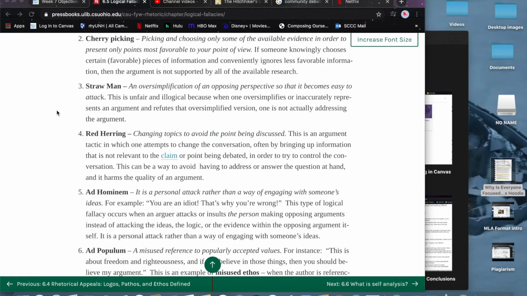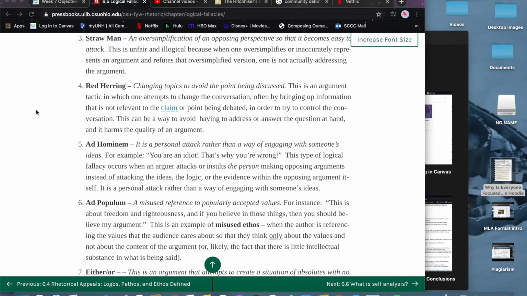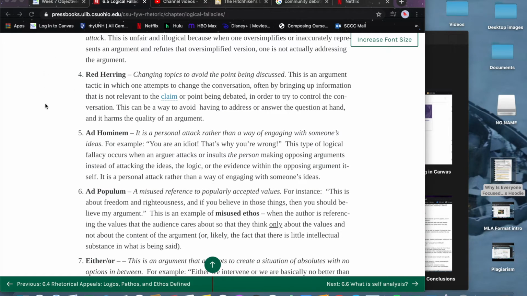You have the straw man, which is an oversimplification of an opposing perspective so that it becomes easy to attack. So this is when a writer is arguing and they're setting up the other side, the other perspective, as if it's silly and easy to poke holes in, and doing that just so that they can build up their own argument. Red herring: changing topics to avoid the point being discussed.